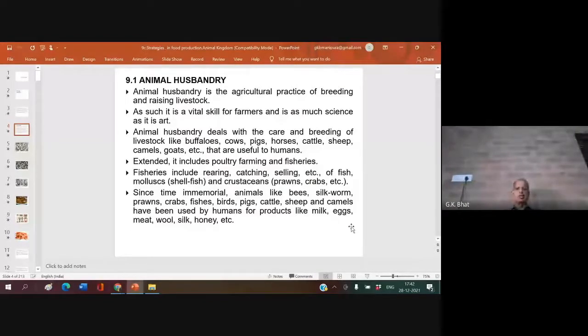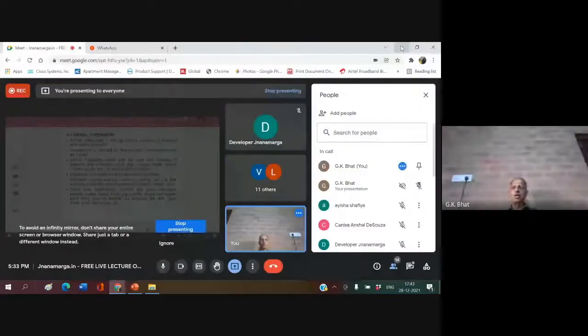Sheep is used for wool. Silkworm is used for silk. Bees are used for honey. Right? I hope you have understood this introduction part. Right? Now, okay. Question 2.